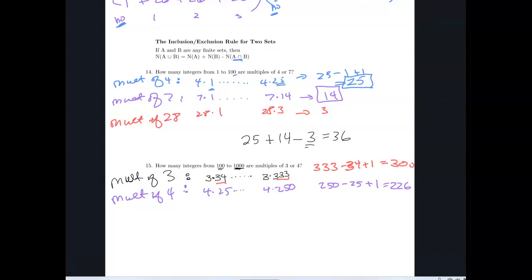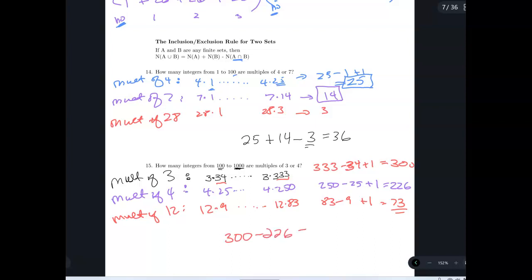Okay, so now I need to find the multiples of 12 that I'm going to subtract, right? So the multiples of 12, I know 12 times 9 is 108, right? So that's over 100. And I'm going to go all the way to 12 times 83, because that gives me 996. Okay, so I'm going to take 83 minus 9 plus 1. So that gives me 73. That's what I'm going to subtract. So my answer will be 300 minus 226 plus 73. And I didn't figure what that is, but I'll let you.